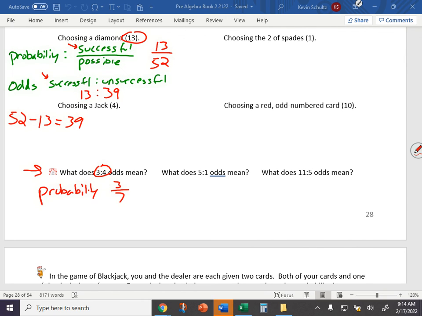Your homework is the rest of the page. I need to see the probabilities, see the odds written out. I do want the percentage written out as well, just to get more practice with that. We didn't do it on the flash examples that we did together, so you can go back and fix those, but we'll go over this tomorrow.